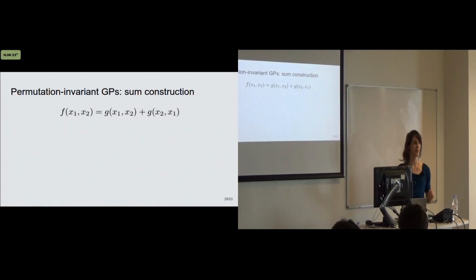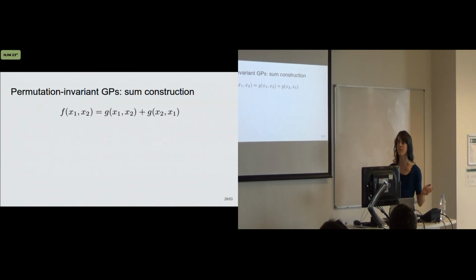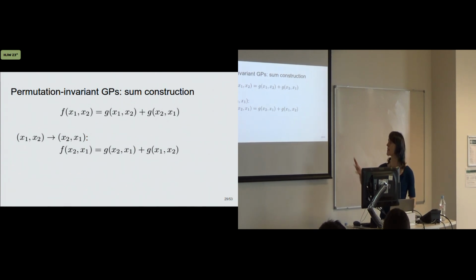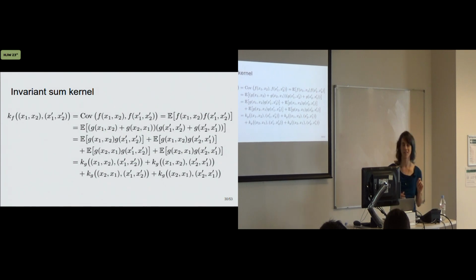So in this specific example, we can construct an invariant f by taking a non-invariant function g and just taking g of x1, x2 plus g of x2, x1. And then if we swap x1 and x2, because the sum is commutative, then the function value has to be the same, because it's just the same sum. The kernel derivation is a little bit more involved, but it's actually quite straightforward.